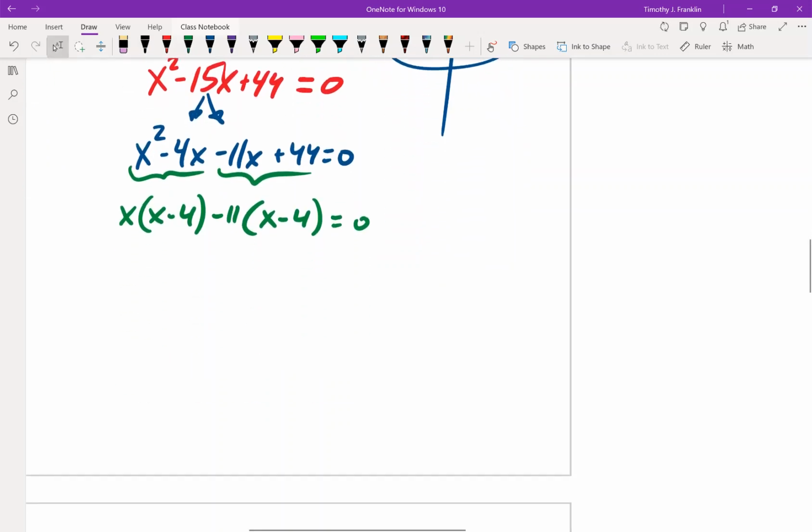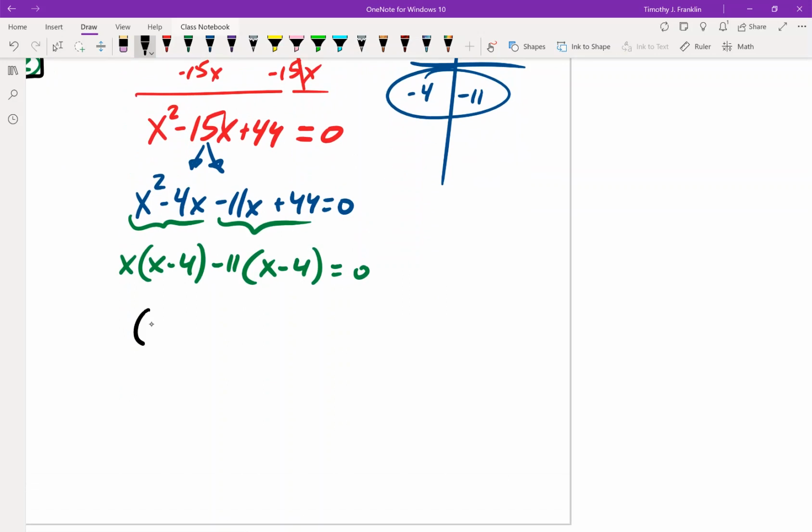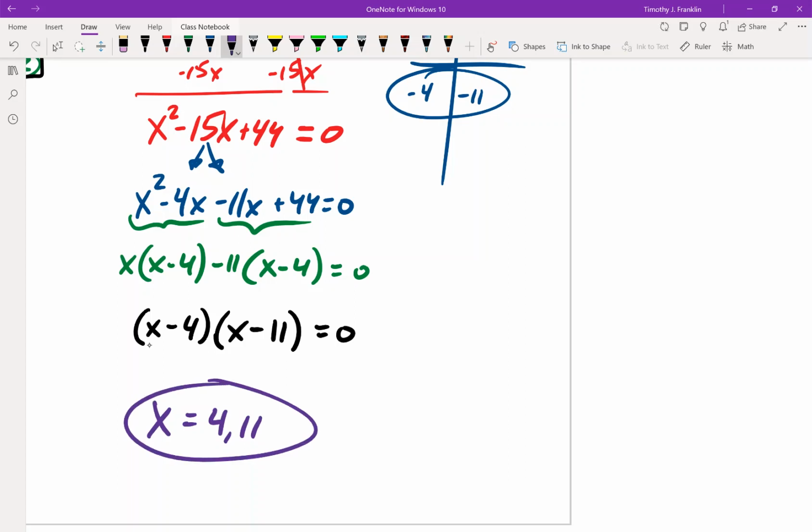So our factored form, we've got x minus 4 and x minus 11. And so we can set those equal to 0, solve, and we get the two numbers 4 and 11. So 4 minus 4 is 0, and 11 minus 4 is 0.